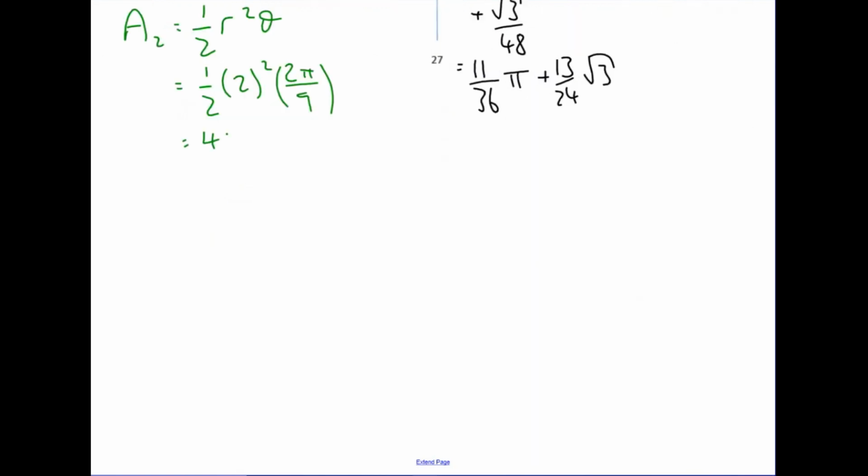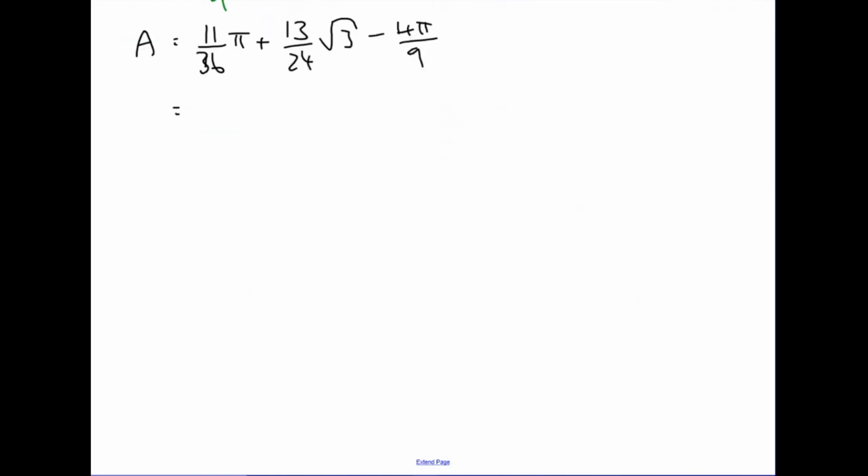So I'll get 4 pi over 9 for that area. So much easier. You can do it by integration, but it's much less work this way. Take these areas away from each other for the total area: 11 over 36 pi plus 13 over 24 root 3 minus 4 pi over 9.